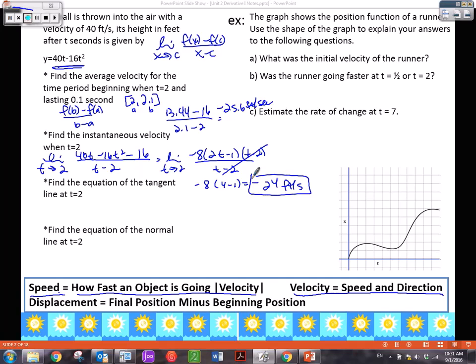So that is my instantaneous velocity. In other words, at the instant that t is 2, that's the velocity of the ball. At that exact moment. That's what instantaneous velocity means, at that exact moment.